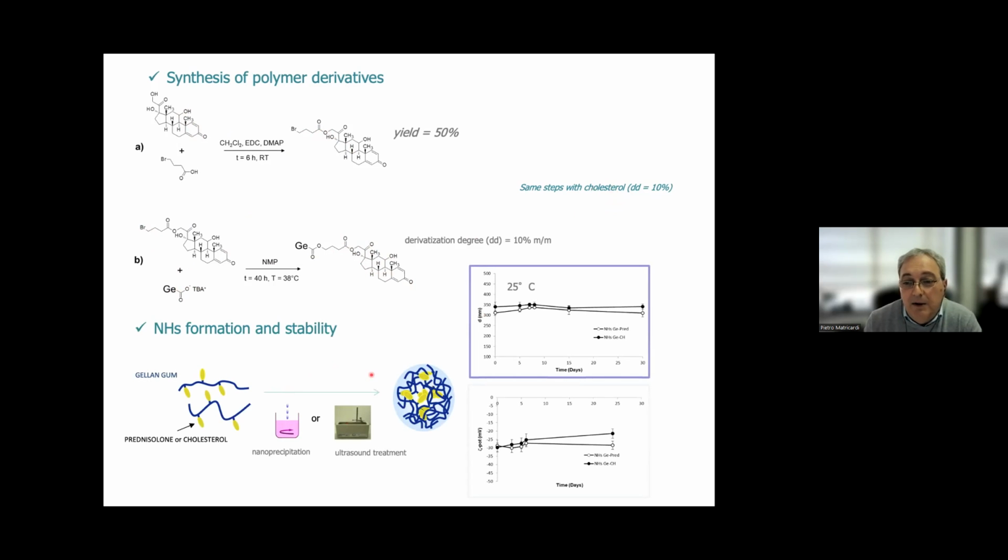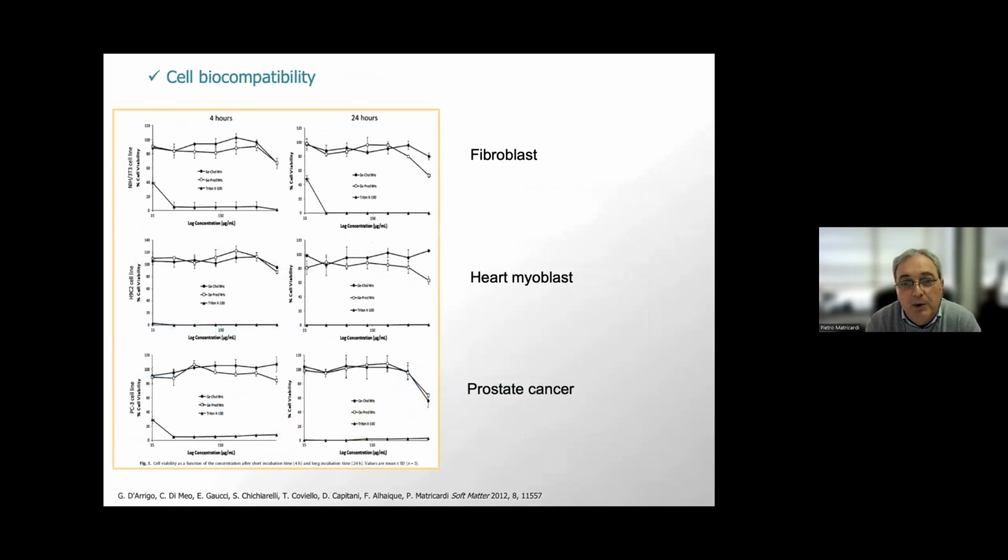And the nanoparticles that are obtained by using, in this case, ultrasound nanoprecipitation are very stable during the time, and you have also a zeta potential that is negative and is very stable also, this one during the time. It means that you have a reduction of aggregation phenomena of the nanoparticles. And we tested these nanoparticles by using different cell lines, fibroblasts, keratinocytes, prostate cancer cells, and so on.